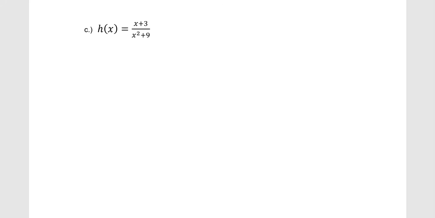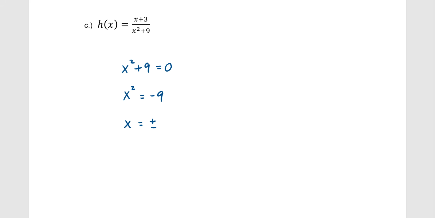Let's do one more here. We have h of x is x plus 3 divided by x squared plus 9. We set that denominator equal to 0 to see what we have to omit from the domain. We subtract 9 on both sides and get x squared equals negative 9. We take the square root of both sides, and remember you always get plus or minus the square root, so we get x equals plus or minus the square root of negative 9. This gives us imaginary numbers because we have the negative underneath the square root.